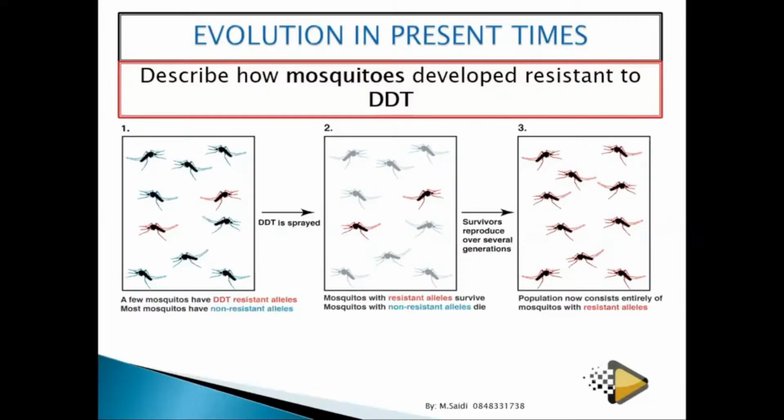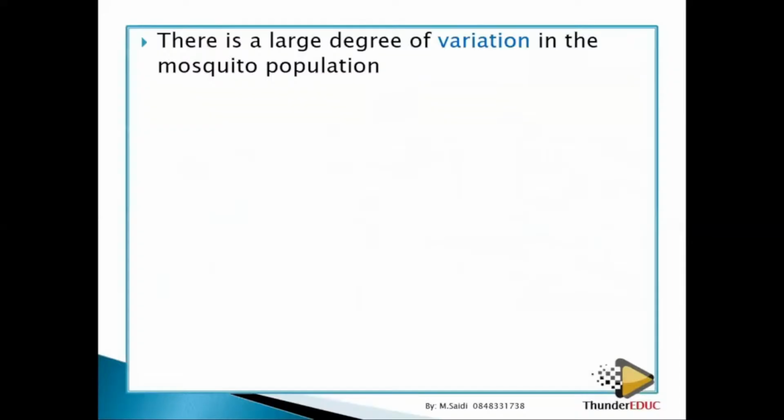It happens when you take drugs and you don't complete the dose. It happens in HIV, it happens in bacteria. Yes, it happens in real life. So let's look at it.